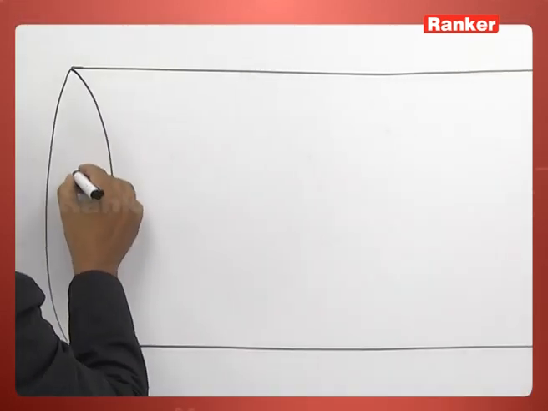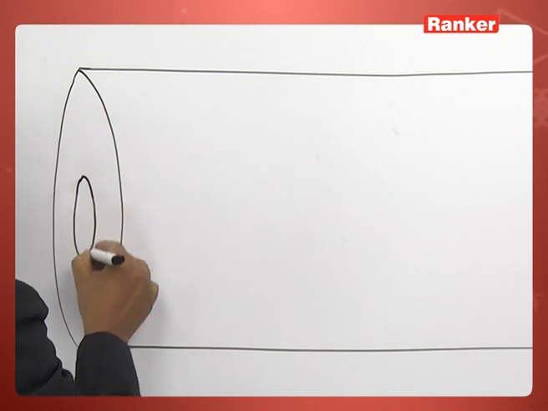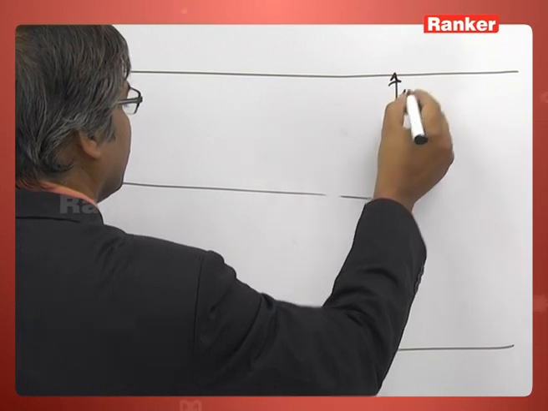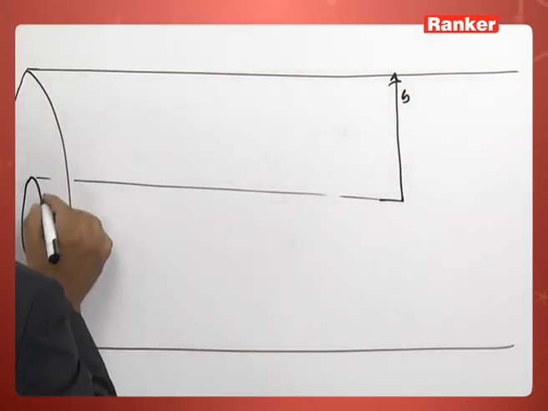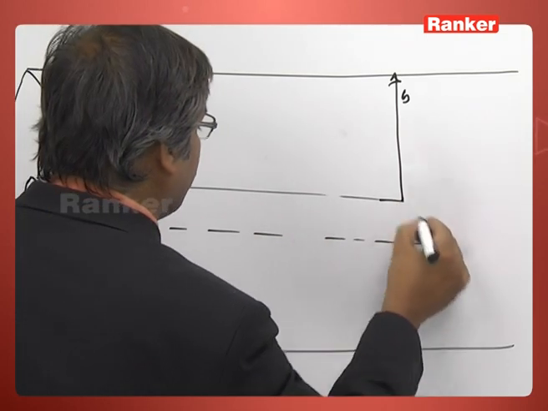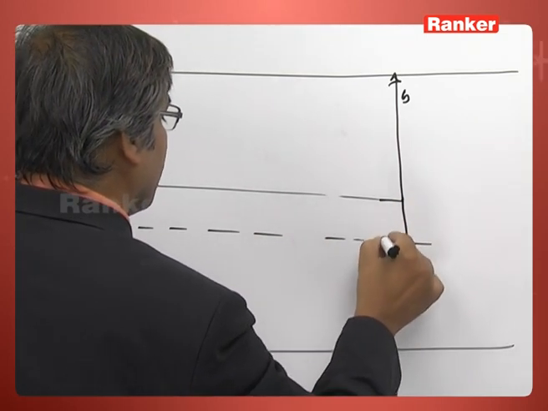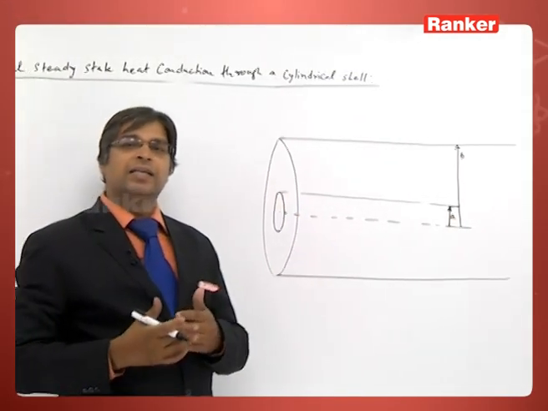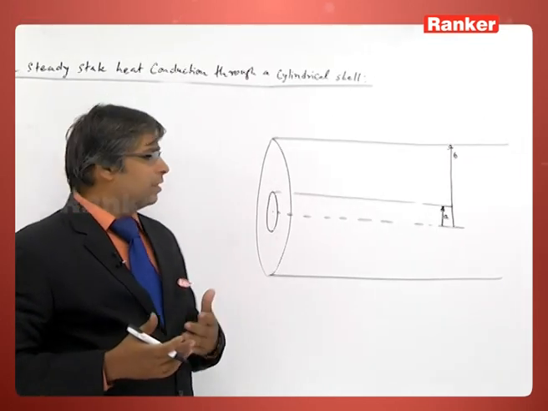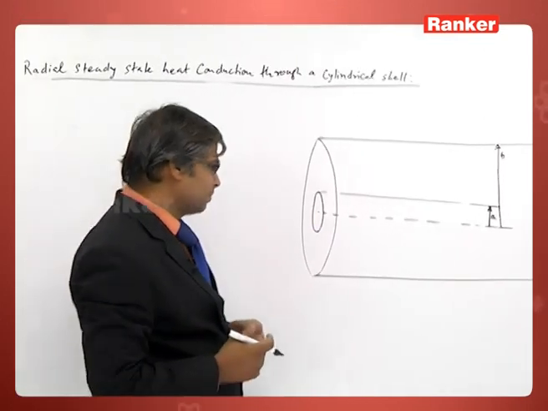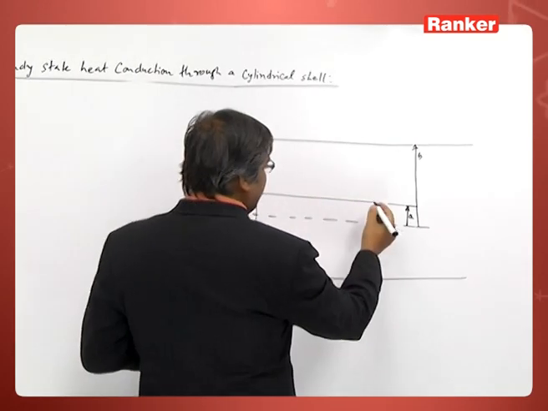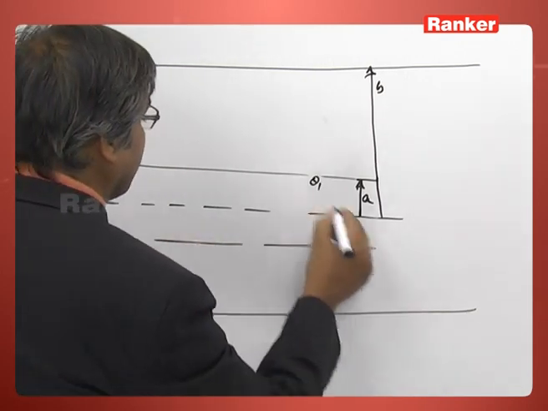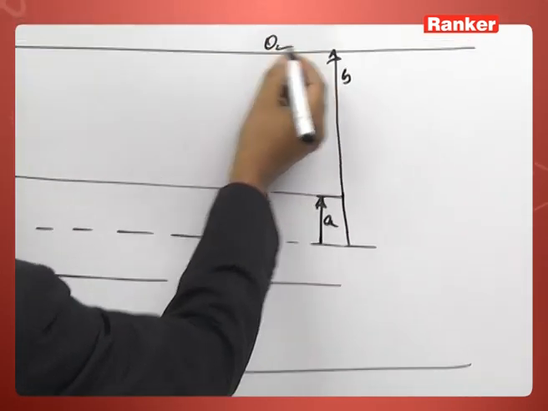of outer radius. Suppose I assume this outer radius to be B, and the inner radius from the center line to be A. Let us take A and B, and the letter R is reserved for the thermal resistance. So, let the inner cylindrical surface be maintained at theta 1 temperature and this be theta 2.